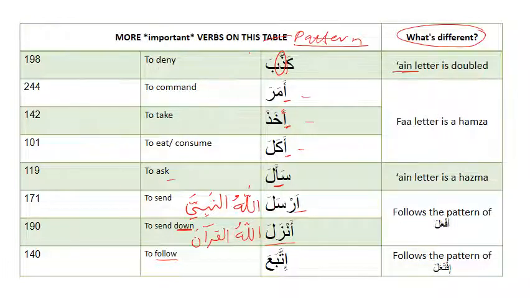Arsala and anzala follow the pattern of af'ala. So this alif at the start of the verb is extra. It's added to give it a different meaning. The original root of arsala is rasala, and the original root of anzala is actually nazala. So you know, nazala means to come down.